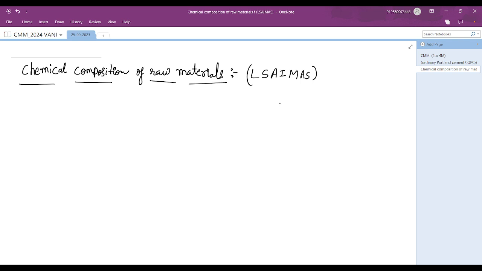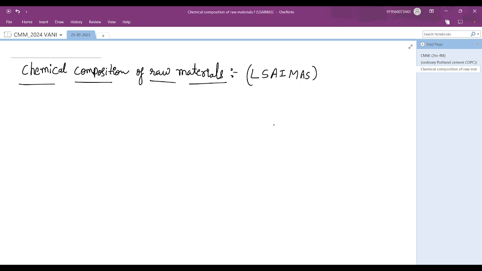Generally these oxides interact with one another in a kiln at high temperature to form more complex compounds known as Bogue's compounds. We'll discuss those Bogue's compounds a little later. You don't worry about it. But as of now, you concentrate on the oxides.